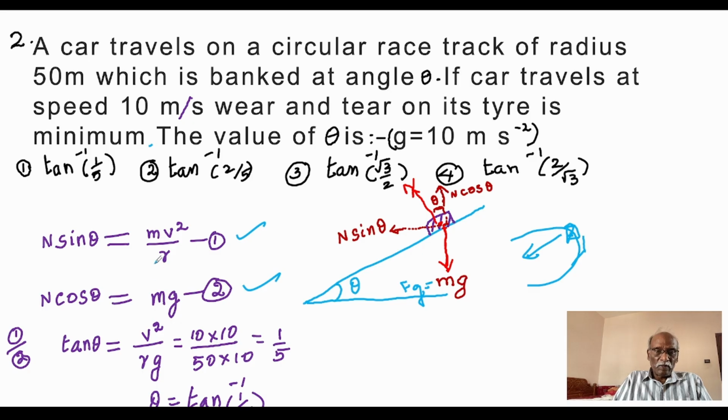R is not cancelled. M alone is cancelled. V square by r by g, that is v square by rg. Tan theta equal to v square by rg is the final result.